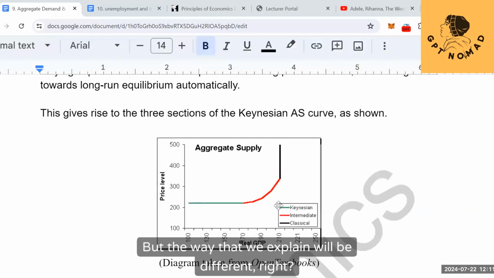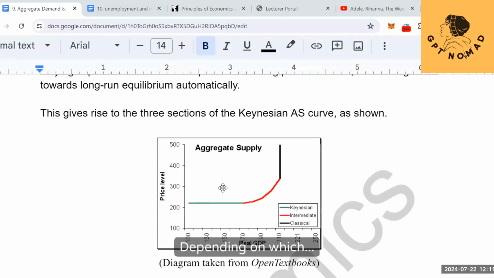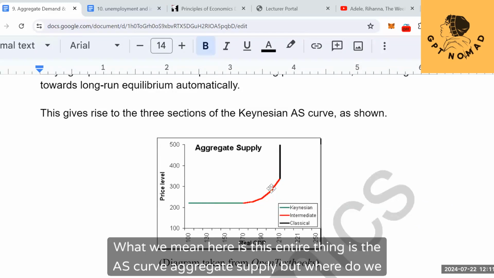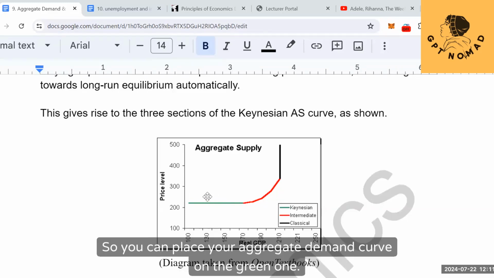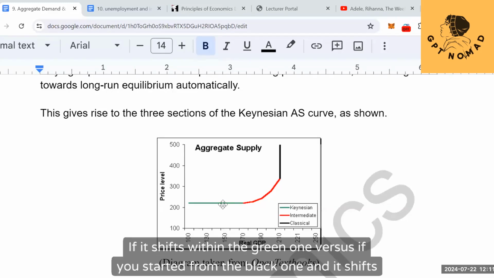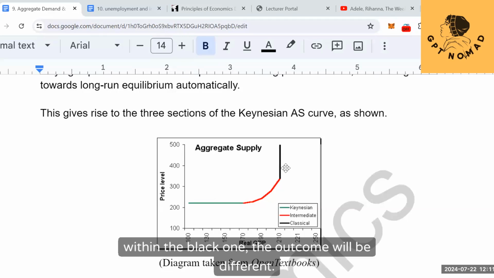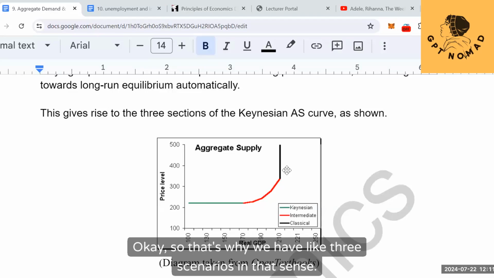Okay, but the way that we explain will be different, depending on which range we are falling into. What we mean here is this entire thing is the AS curve, aggregate supply, but where we place our aggregate demand makes a bit of a difference. You can place your aggregate demand curve on the green one. If it shifts within the green one, versus if you started from the black one and it shifts within the black one, the outcome will be different. So that's why we have three scenarios in that sense.